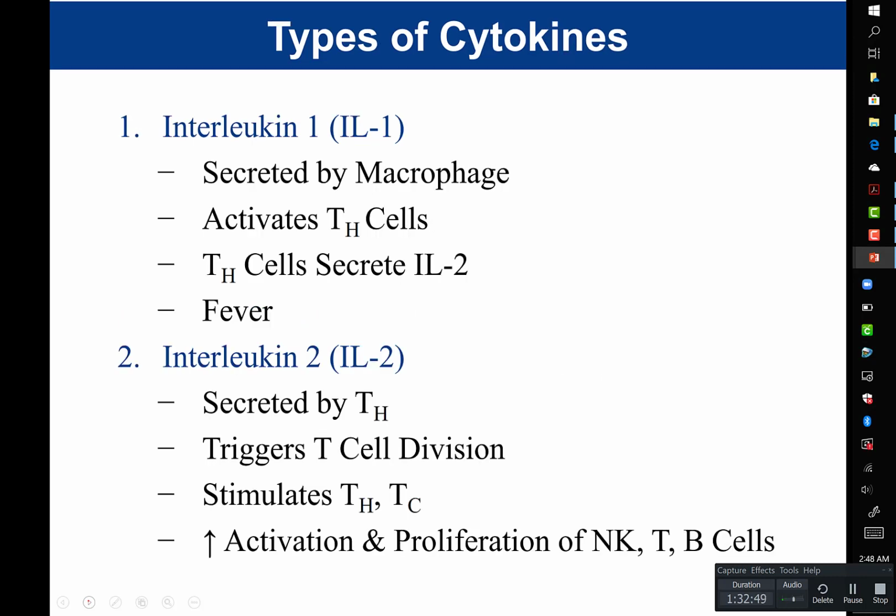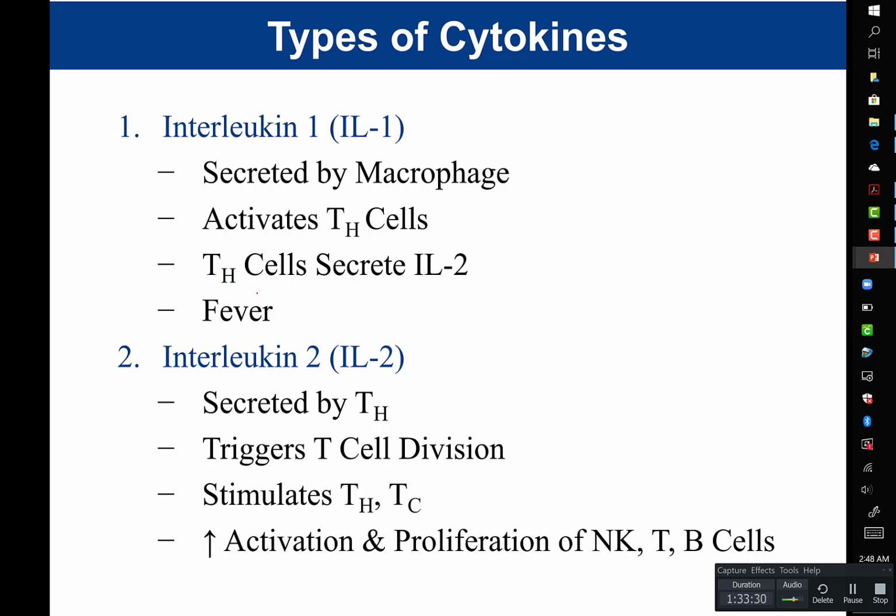So the next slide is looking at the types of cytokines. What you're going to see is that the only one of these cytokines that is not produced by T helper cells is interleukin 1. Interleukin 1 is secreted by the macrophages, and that is going to activate the T helper cells. The T helper cells then secrete interleukin 2. And again, interleukin 2 is going to activate everybody else. IL-1 also can initiate a fever and can generate an inflammatory response.